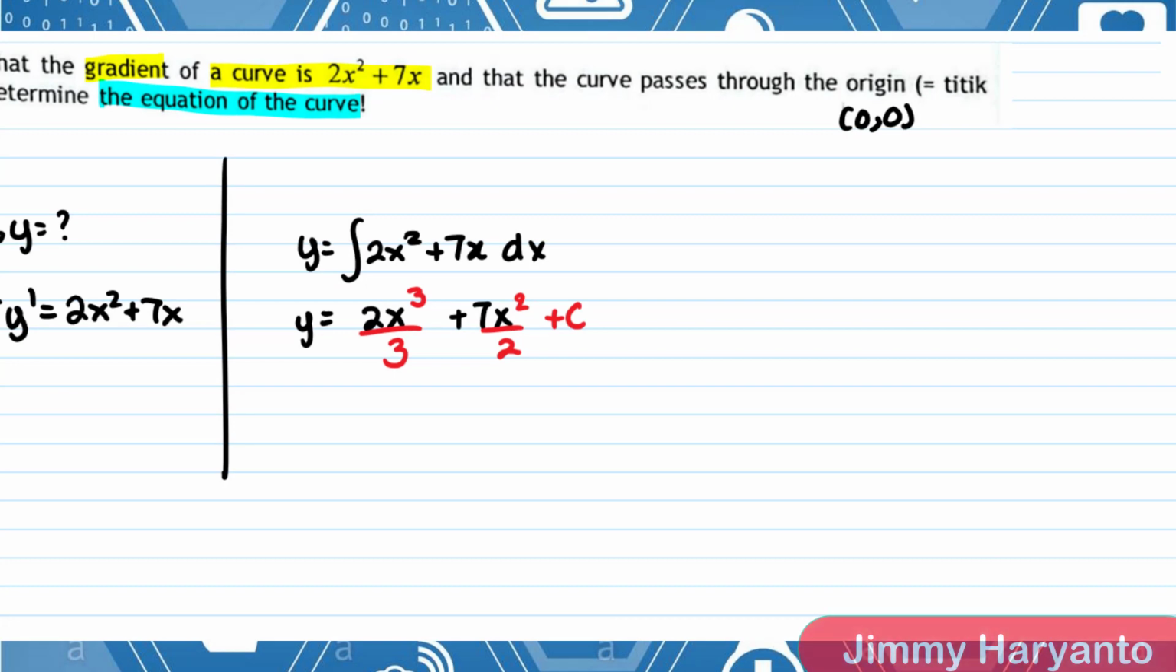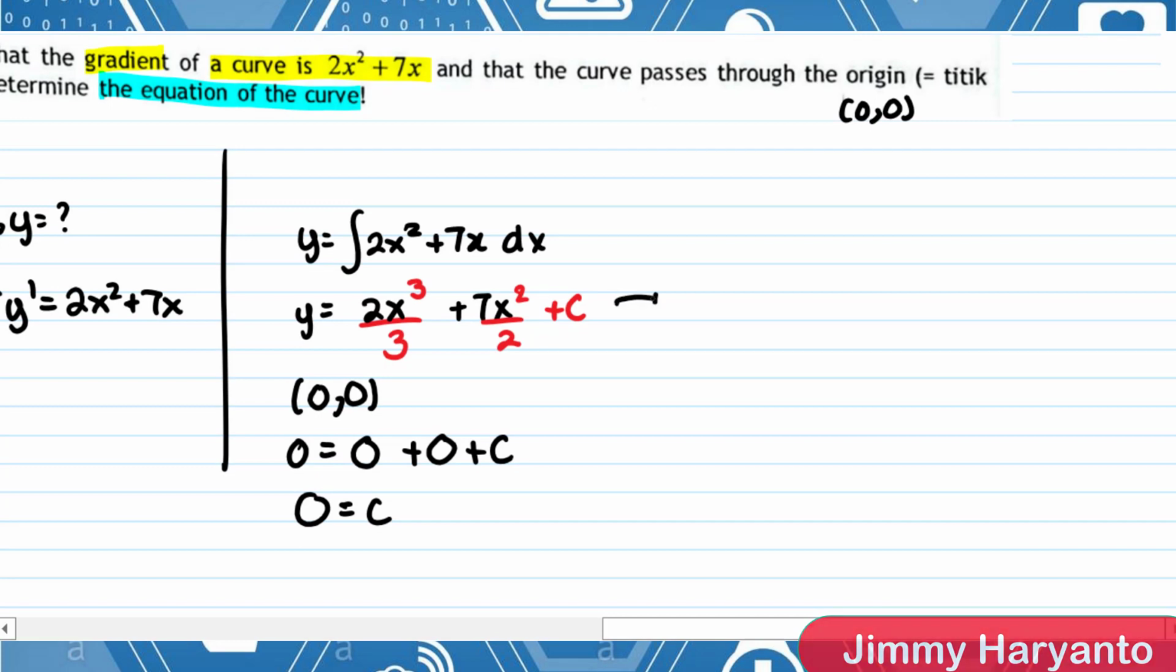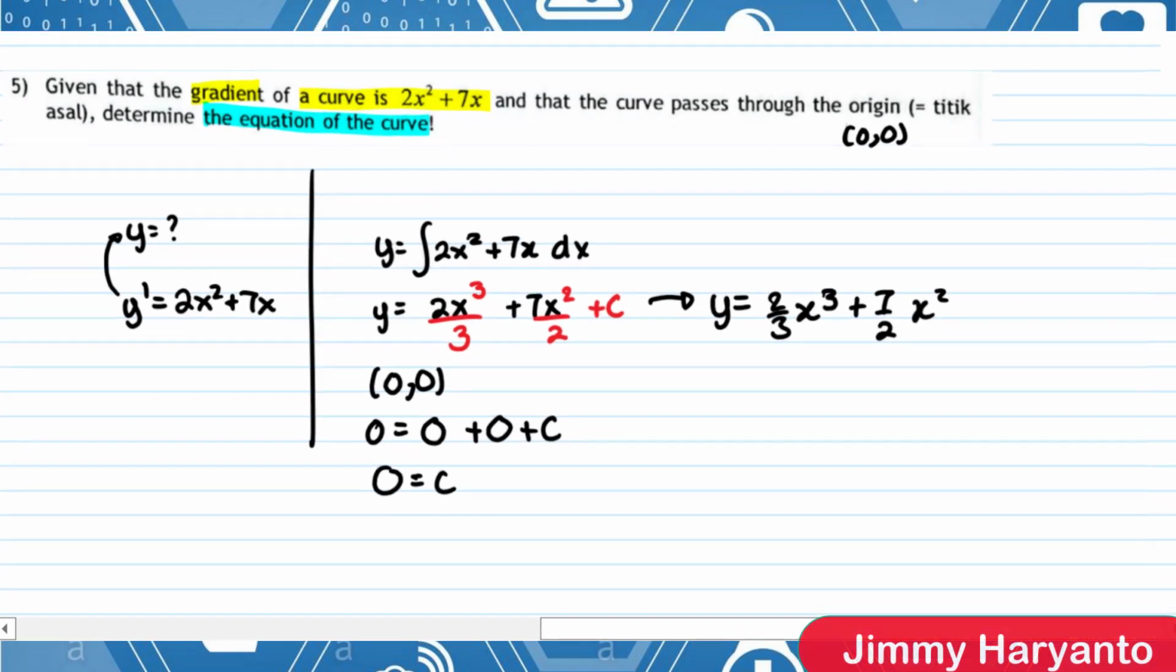To find the c, like usual, we have to use the point (0, 0): y equals 0, x equals 0. So 0 equals 0 plus c, so you'll have c equals 0. And that means our equation will be y equals 2 over 3 x cubed plus 7 over 2 x squared plus 0. You don't have to write the plus 0.